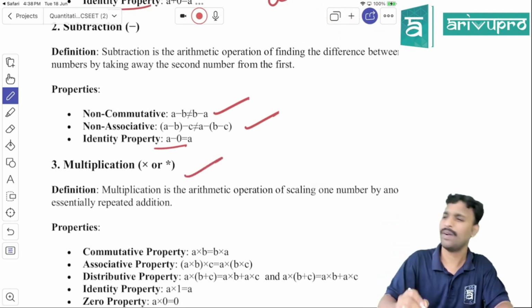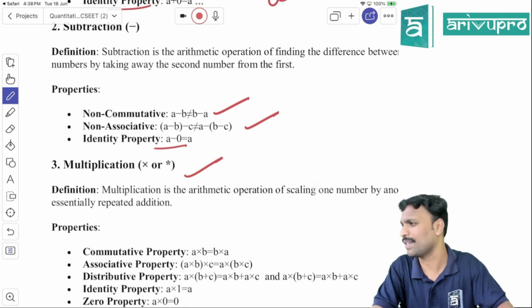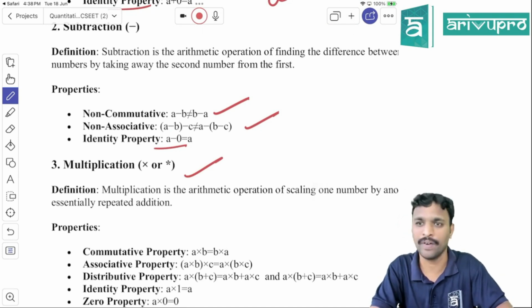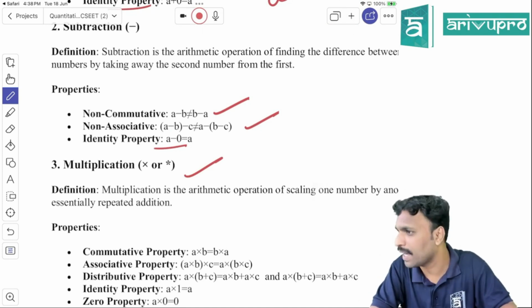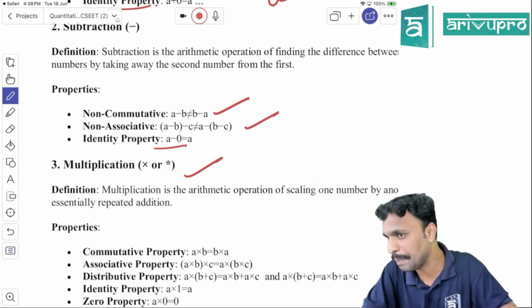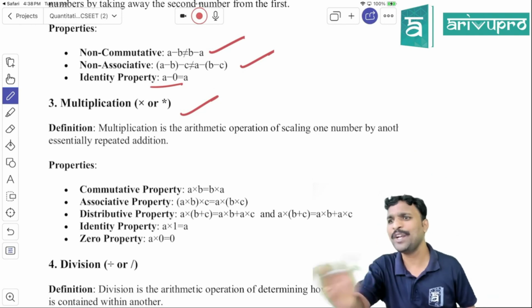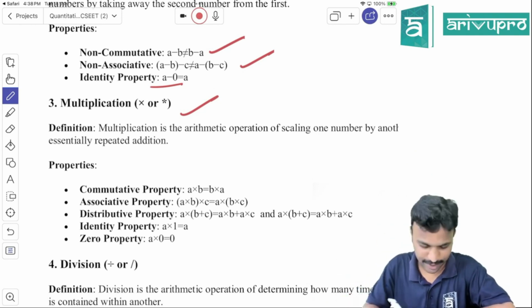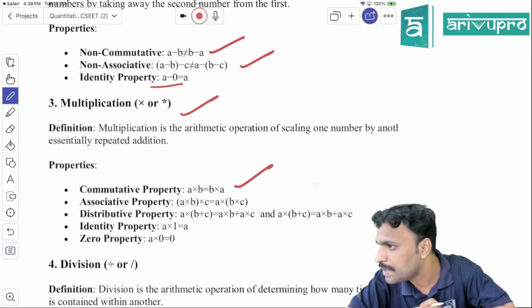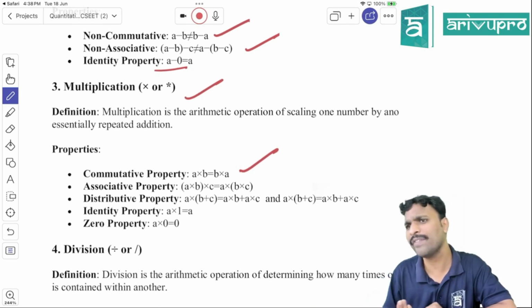What is multiplication? Product. Basically, the product of a number. A scalar multiplied with a scalar. Scalar basically means a number. Right? So, let's see the commutative property. Will it hold? A into B is the same as B into A. So, the commutative property holds. Associative property definitely holds.